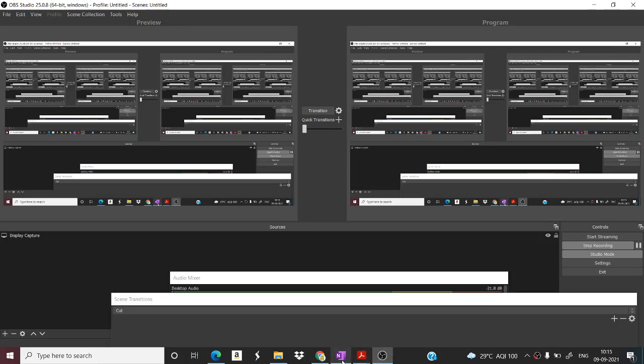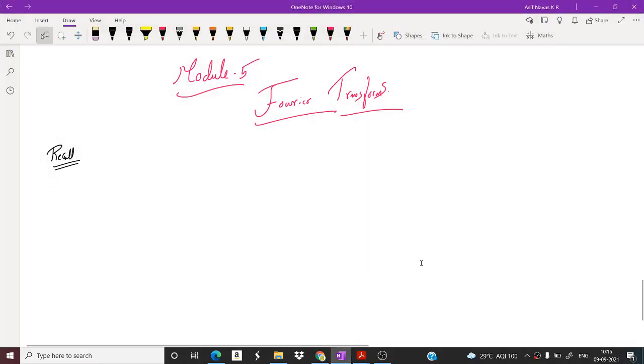So this is module 5, Fourier transforms. So let us recall what is Fourier in Fourier series.